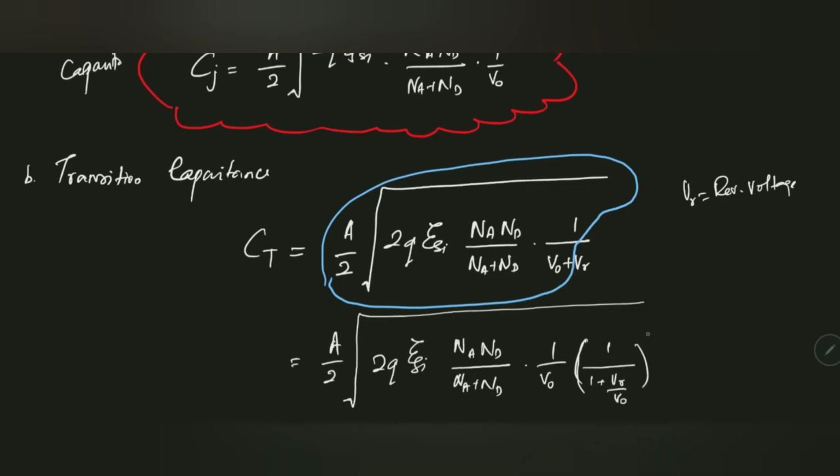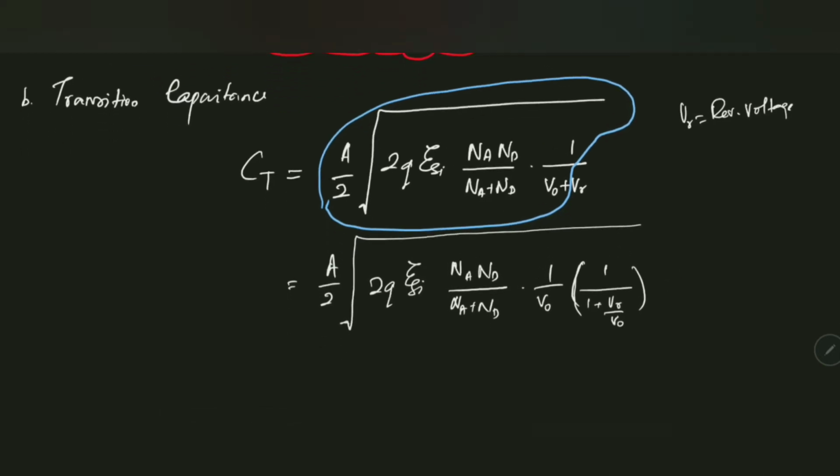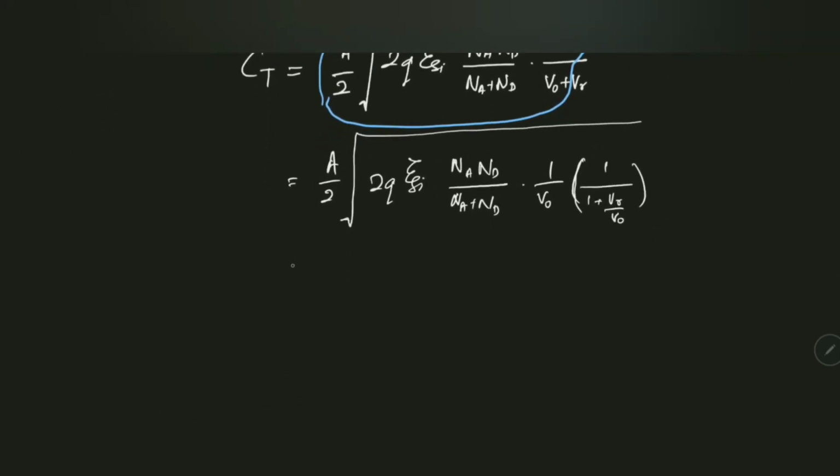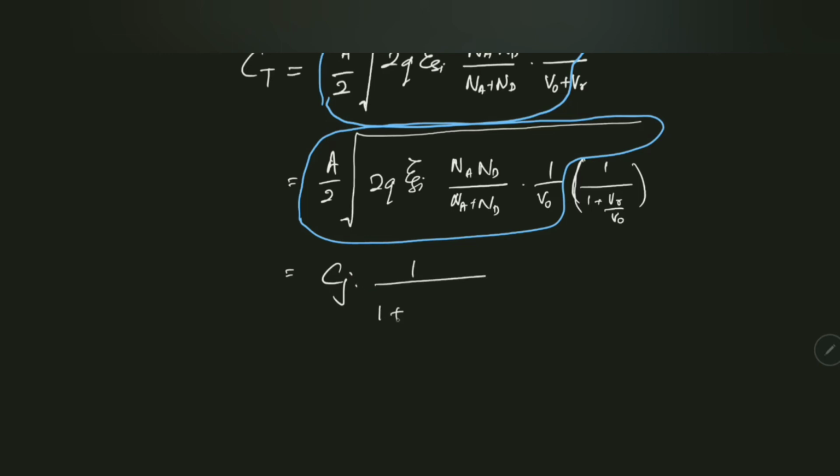Okay, so this is how it looks. I can write all these expressions as Cj times 1 divided by 1 plus Vr by V0, which is supposed to come in the square root. So this is the CT.